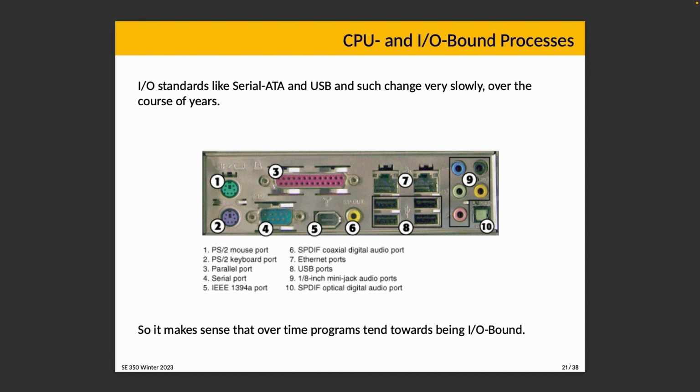But these things do still exist, right? So over time, it makes some amount of sense that we end up trending towards programs being I/O bound, right? When there is a jump forward in device speed, like USB 2 to USB 3, it tends to be a pretty large jump, and it's pretty dramatic, but then it plateaus for a long time. So over time, programs tend towards being I/O bound.